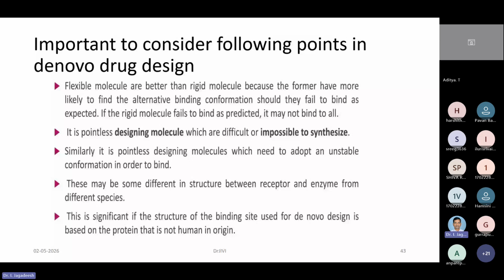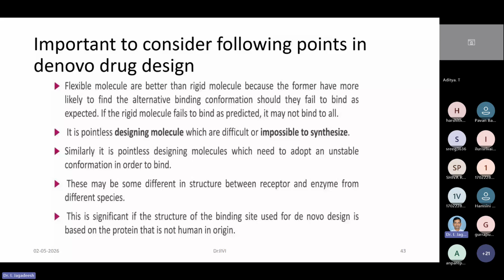Because flexible molecules are likely to find an alternative binding conformation, should they fail to bind as expected in case of rotations, we need to confirm. If the rigid molecule fails to bind as predicted, it may not bind at all. That is the reason we can reject it in the early stages.